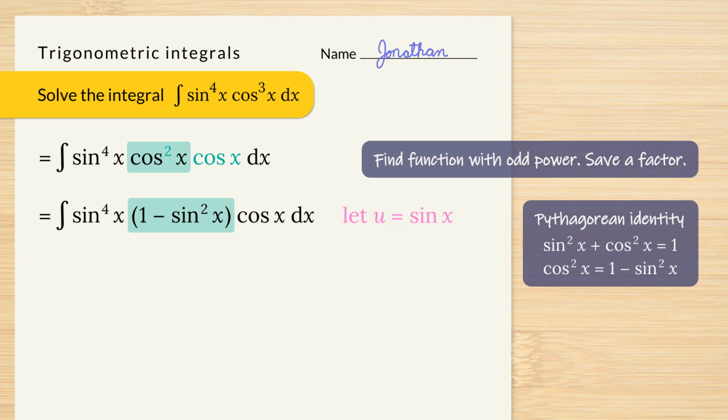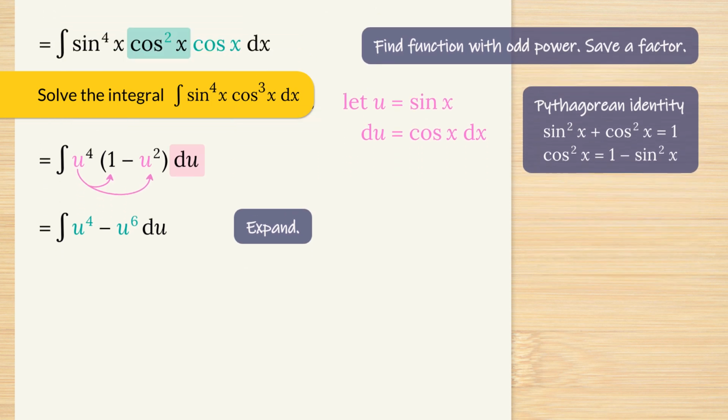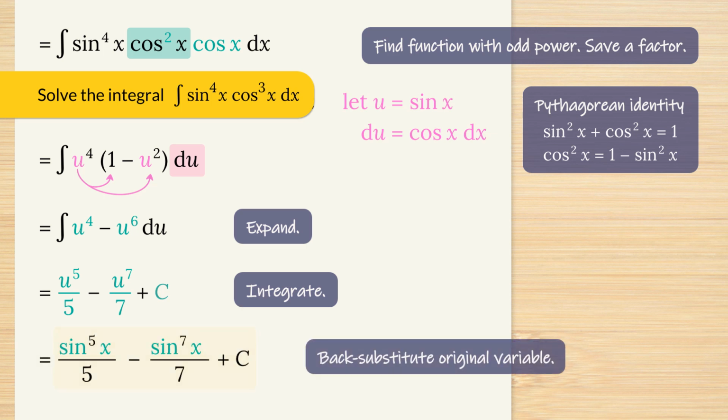Let u equal to sin x. Differentiating both sides, du is cos x dx. Making the substitution, the sin⁴ becomes a u⁴, 1 minus sin² becomes 1 minus u². Cos x dx is du. Distribute that u⁴, u⁴ minus u⁶. And integrate as a polynomial. Raise the power by 1, divide by the new power, u⁵ over 5, u⁷ over 7, and add the constant of integration. Get back the original variable. Everywhere where u appears is now a sin x.